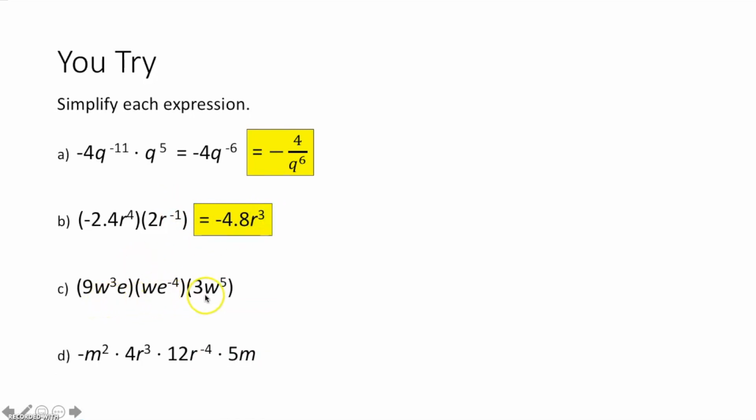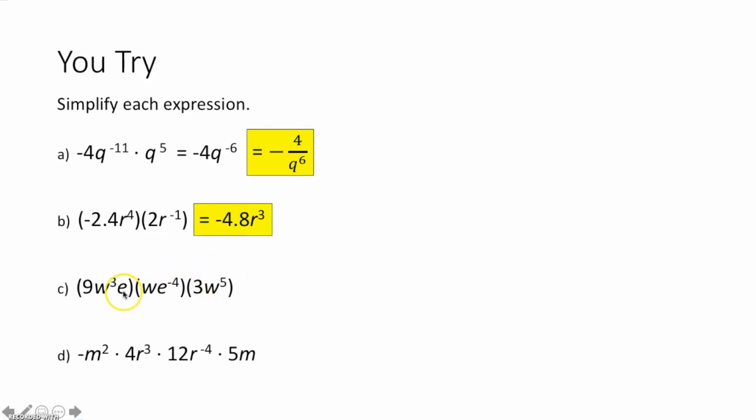Here, we're going to multiply each of these three monomials together. Again, multiply the coefficients out front first. So what's 9 times, there's nothing here, so that's just a 1, times 3, that's going to be 27. Then we go to the w's. W to the 3rd times w to the 1st, right? We add those exponents together. That becomes w to the 4th power. And then w to the 4th times w to the 5th. We add those exponents together. We get w to the 9th power.